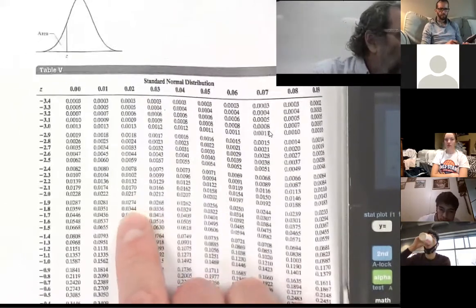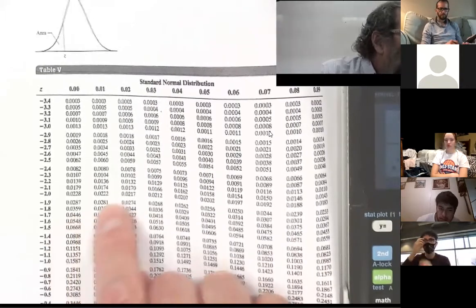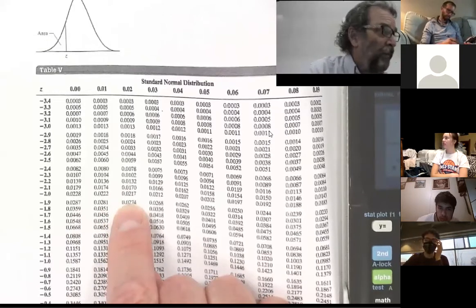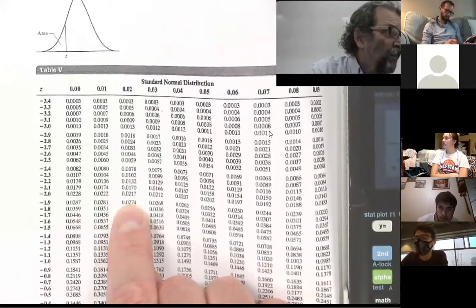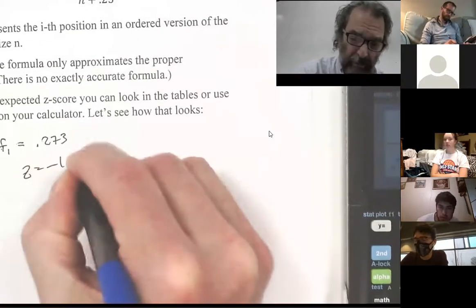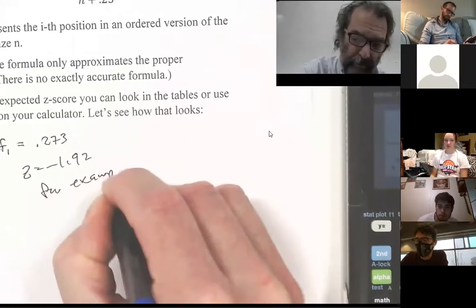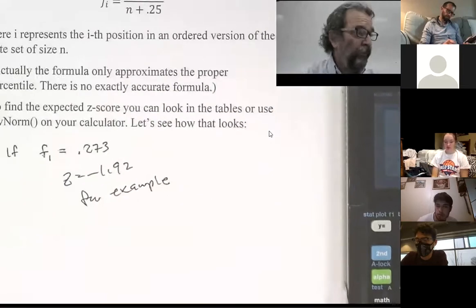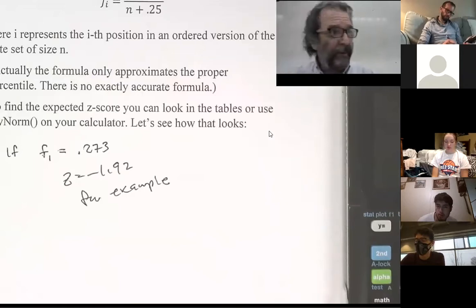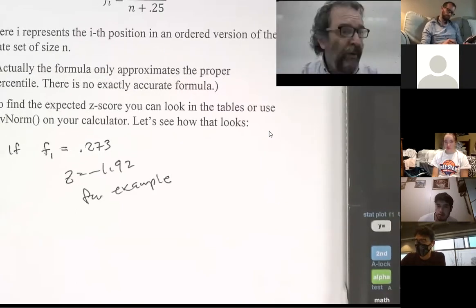And so the corresponding z value is minus 1.92. For 273, we're going to take minus 1.92, for example. And I really didn't want to mess with that, so there's a feature on your calculator that'll do that backwards z calculation for you. So we're going to take a look at that.